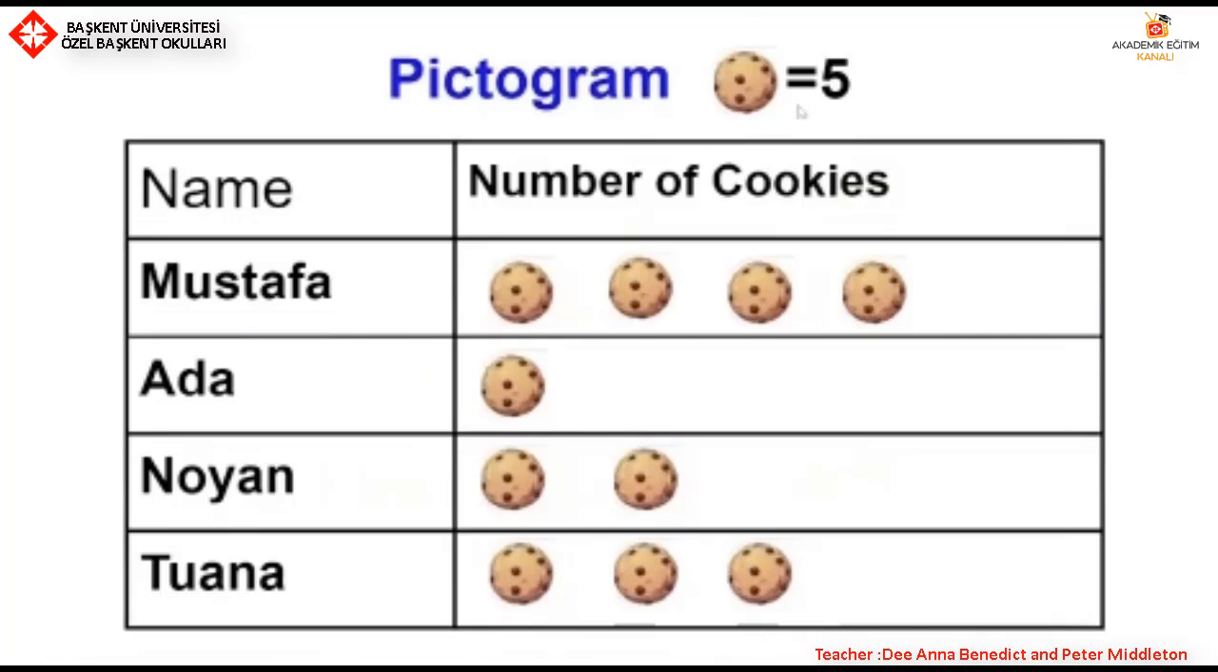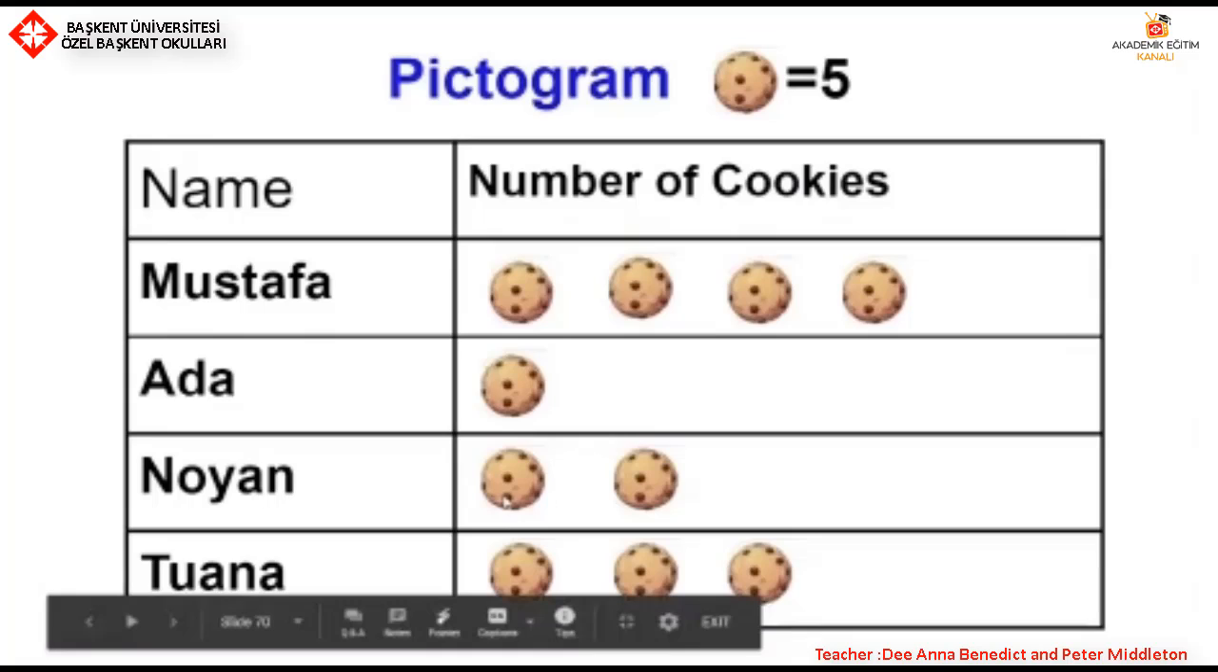Each cookie equals 5. So Mustafa has 5, 10, 15, 20 cookies. Ada has 5 cookies because 1 cookie equals 5 cookies. Noyan has 5, 10. 10 cookies because each cookie equals 5. Tawana has 15 cookies. Let's count.